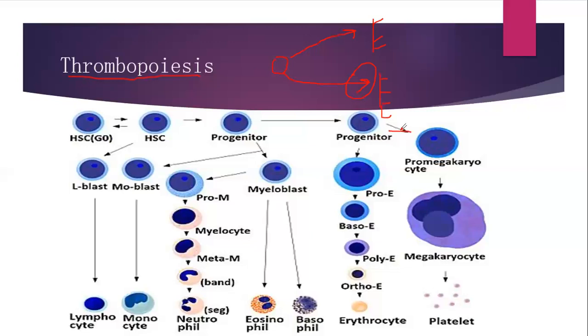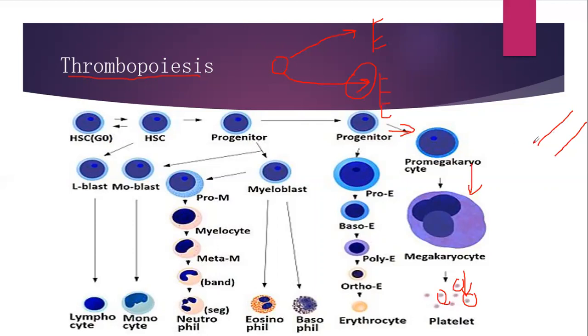The myeloid progenitor cells develop into pro-megakaryocytes, which are then converted to megakaryocytes, and then from the megakaryocytes, under cytokine signaling, they differentiate into a large number of platelets. So this is the normal thrombopoiesis process, through which a large number of platelets are formed, and then platelets play a major role in the normal coagulation cascade or process.